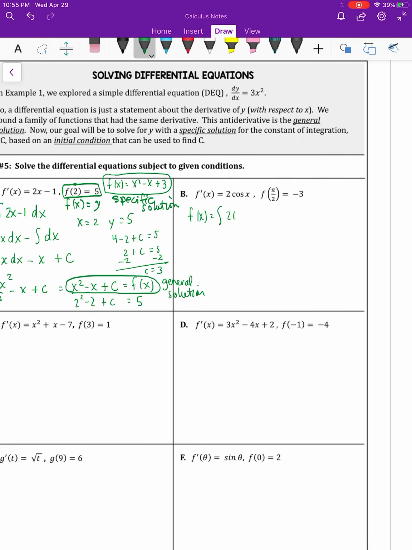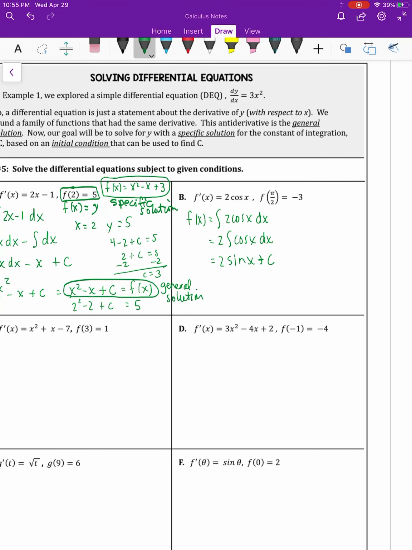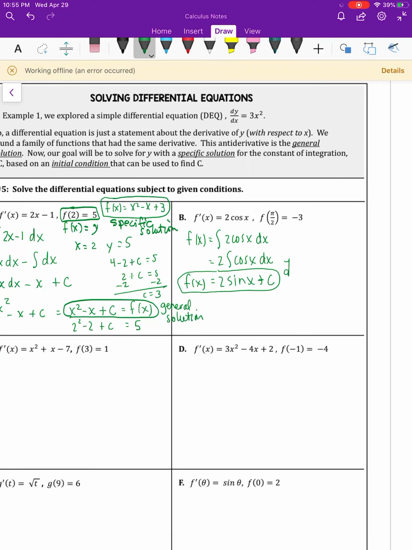All right, so let's do the next one. They gave us the derivative. So we can say that our f of x is equal to the integral of 2 cosine x dx. And I can bring my 2 out front. And then I should be thinking, what can I take the derivative of that is cosine? And that would be sine plus c. So that's going to be 2 sine x plus c is my f of x. This is my general solution with the plus c.